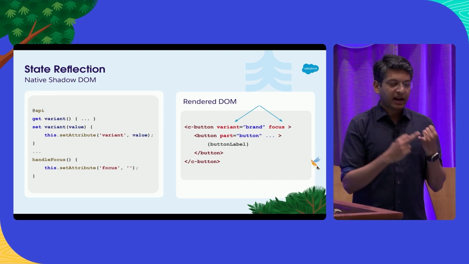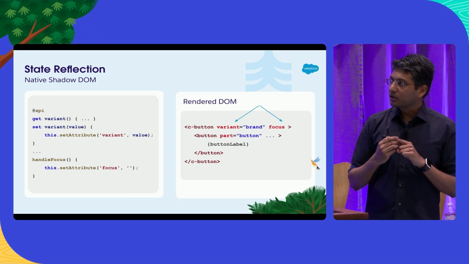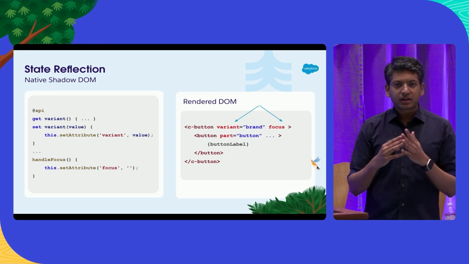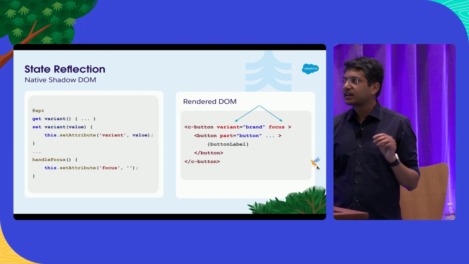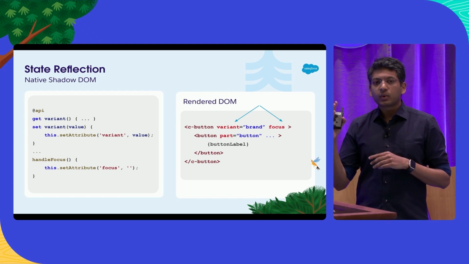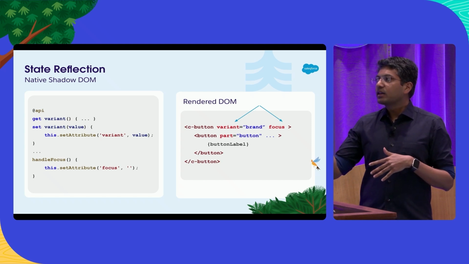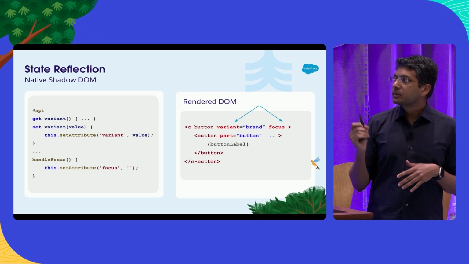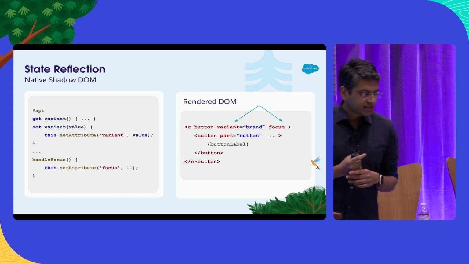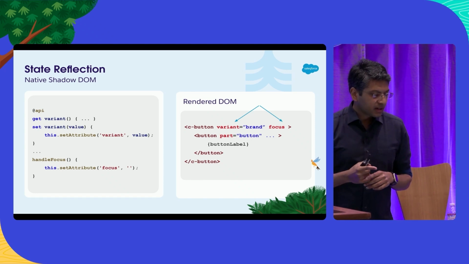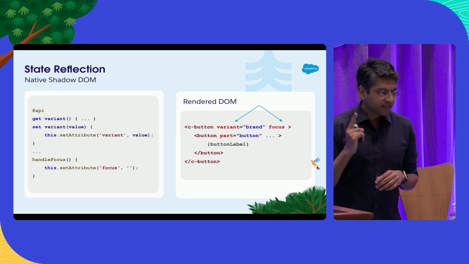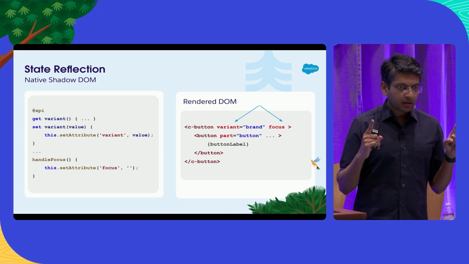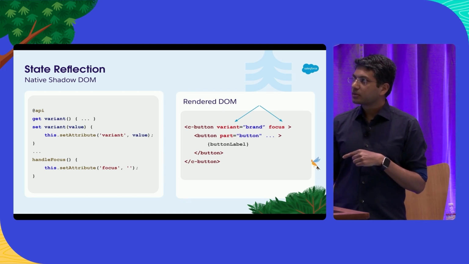Let's say it has a brand variant, which gives it that blue background button color, a success variant, which is a green button, a destructive variant, which is a red colored button. And let's say that we want to show something different when the user focuses on the button as well. How do we do this? So if you take a look on the left-hand side, the setter for variant is setting the variant attribute and the value that's passed in onto the host element by using this .setAttribute.